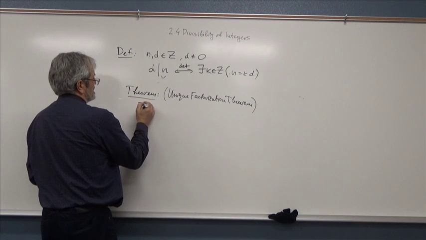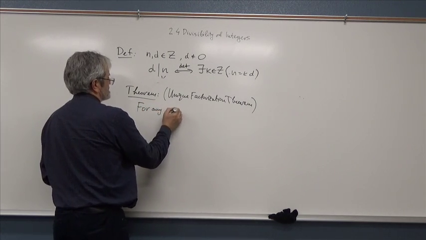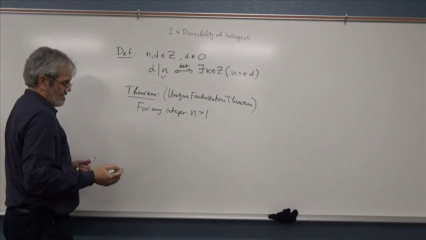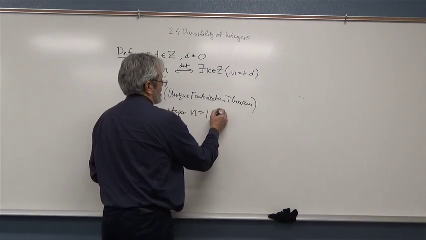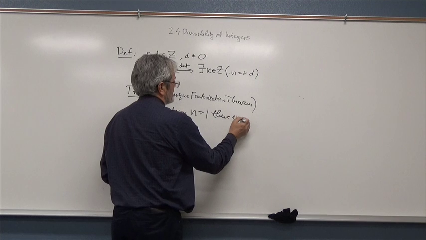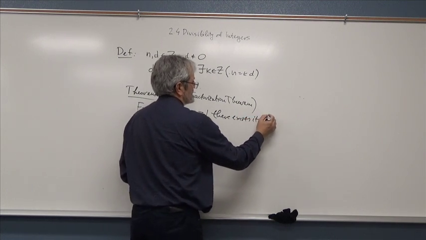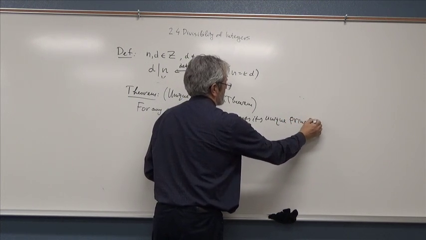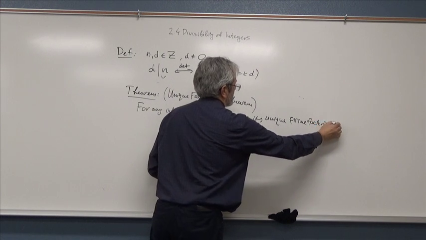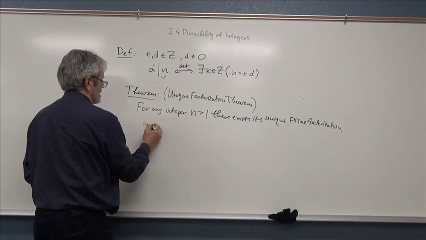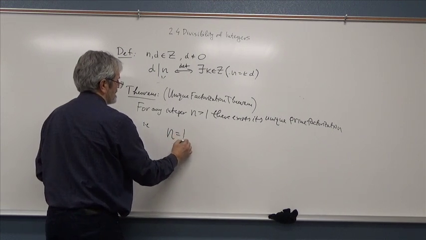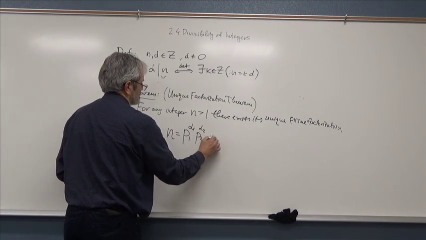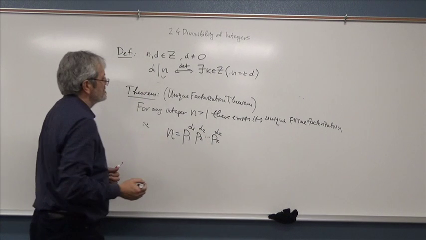So for any integer n greater than 1, there exists its unique prime factorization. Which means n can be written as p1 to the alpha 1, p2 to the alpha 2, up to pk to the alpha k.